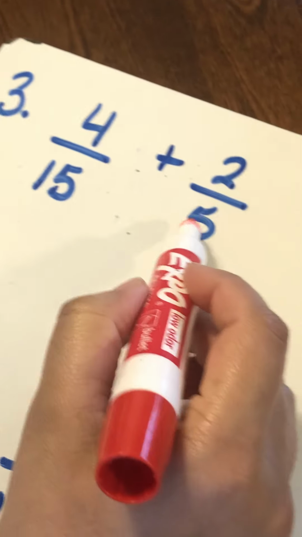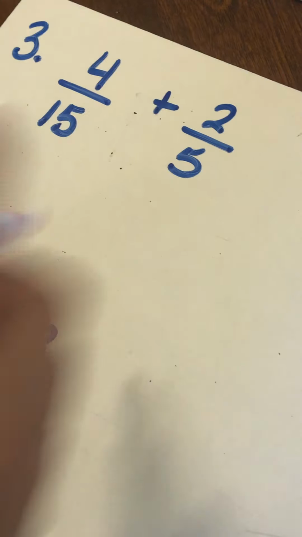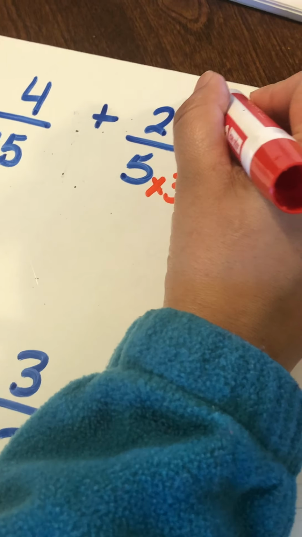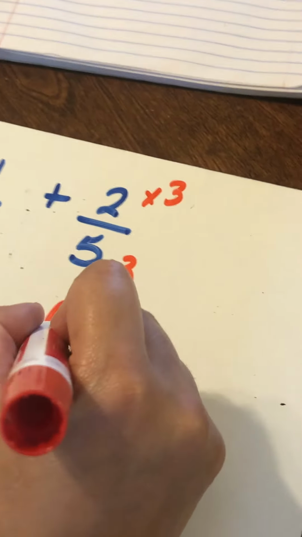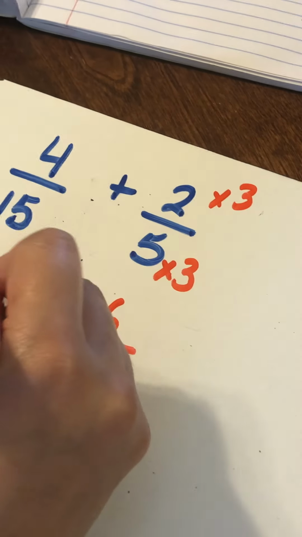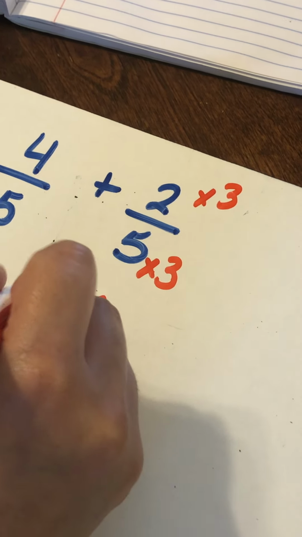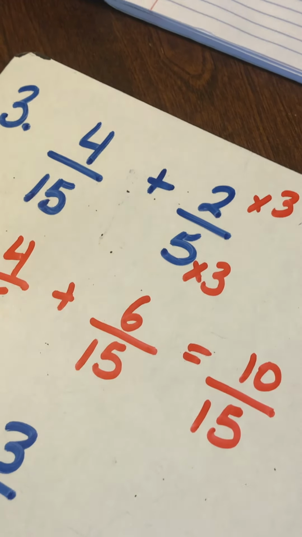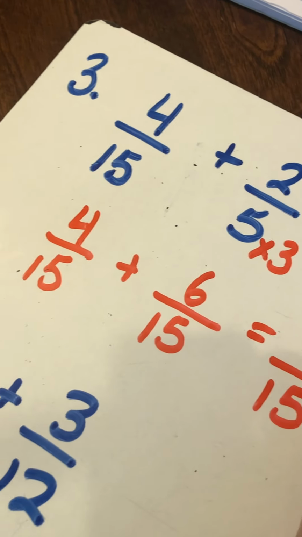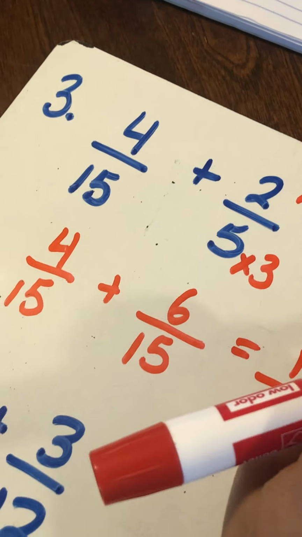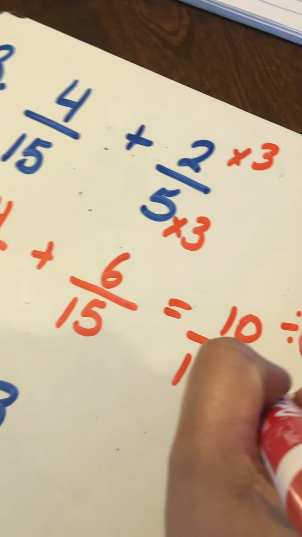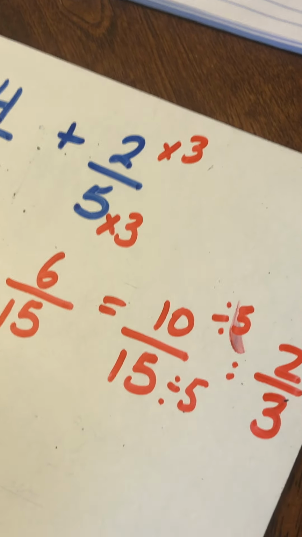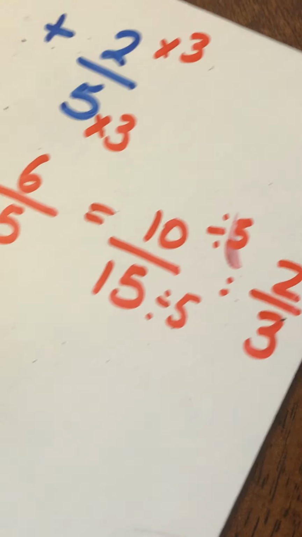All right, number 3. I have a 5 and I have a 15. So I can make this 5 into a 15 by multiplying by 3 and multiplying my numerator by 3. So my new fraction is 6/15. And this one stays the same. And now I can add: 6 plus 4 is 10 over 15. This answer is just fine. If you want to simplify and divide by 5, you can give me the answer 2/3, which is also correct.